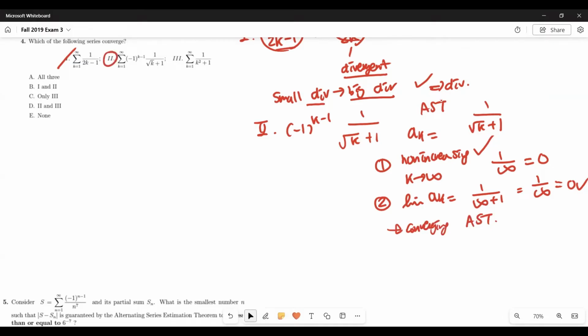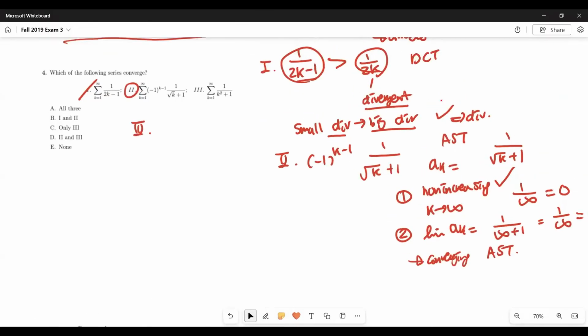So 2 is right. Let's look at the 3. 1 over k squared plus 1. So we can use the direct comparison test again. 1 over k squared would be the bigger one, right? And then for 1 over k squared, we can use the p-series test. Since p is greater than 1, because the p-series test said 1 over n to the p, and p has to be greater than 1 to converge, right?